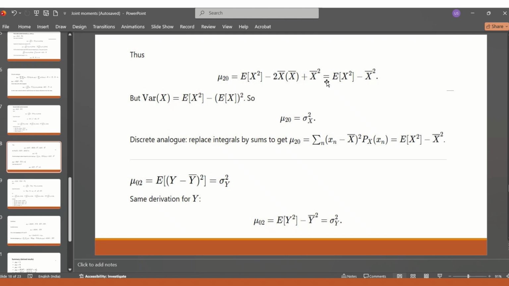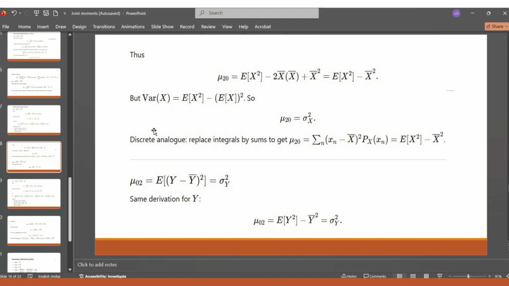That is equal to the expectation of x square minus x bar square. We know that the variance of x is equal to the expectation of x square minus the square of the expectation of x. That is the mean square.